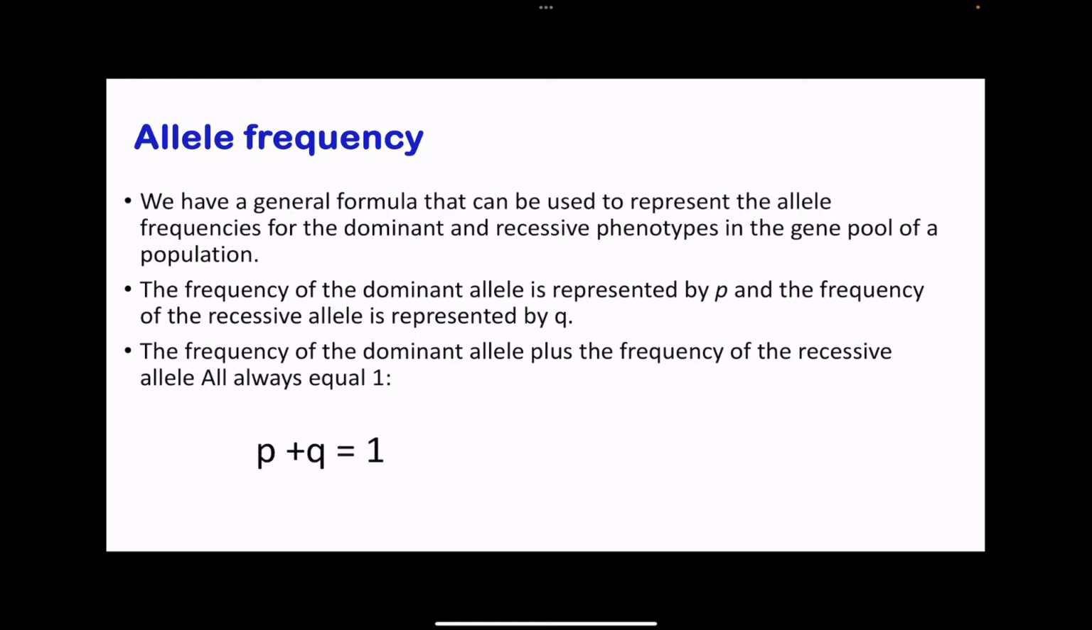So this could potentially cause evolution. The frequency of a specific allele, for example, is going to be represented by P. This is going to be for the dominant allele, and the recessive allele is going to be expressed as Q. So here we can say P plus Q is equal to 1, and this is going to be the total of the two different frequencies.